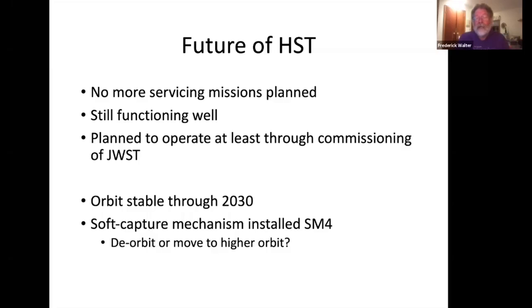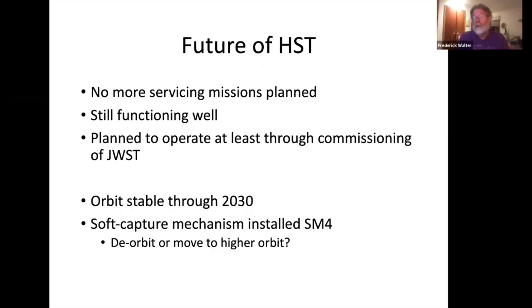It's planned to operate at least through the commissioning phase of the James Webb Space Telescope, which will be launched someday. It's always a year or 2 off, but maybe it'll be launched towards the end of 2021. And after that, it depends on the budget. If everything keeps working, it will be a pity to turn it off.